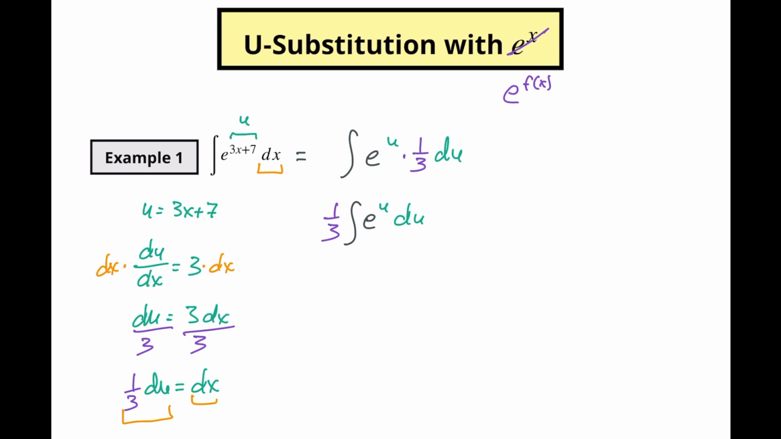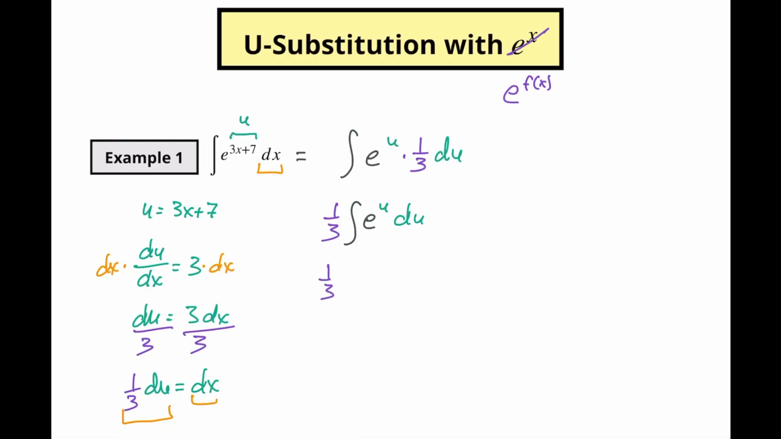Fantastic. I can integrate that pretty easily. The integral of e to the u is e to the u. So we have 1/3 e to the u plus c. But we're not talking about u, we're talking about 3x plus 7. So we're ultimately left with 1/3 e to the 3x plus 7 plus c. And this is our solution.